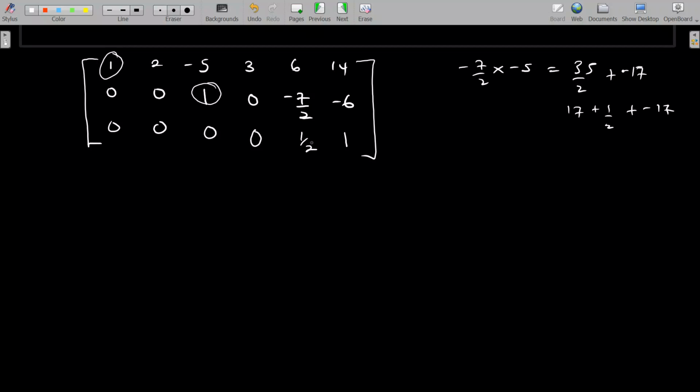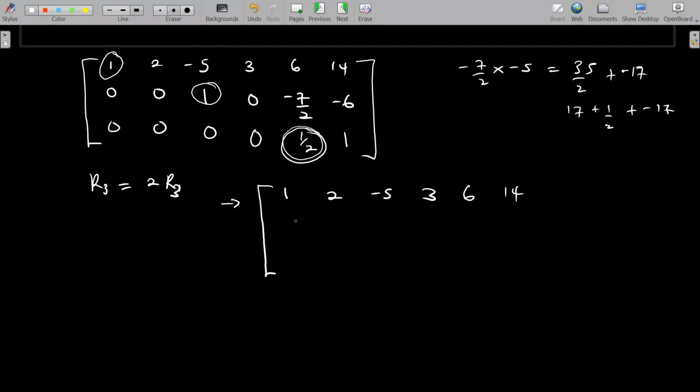Now come to the next leading value, which is 1 half. Although I don't have anything beneath that, I have to make sure that it is 1, right? So that's what I'm going to do. So now a new row 3 that I want to get is 2 times row 3, so that I can get 1 here. That's going to give us a final augmented matrix in this form: 3, 6, 14, 0, 0, 1, 0, negative 7 over 2, negative 6, and I have 0, 0, 0, 0. This is going to give me 1, and this is going to give me 2 if I multiply all of them by 2. So that's what I have.